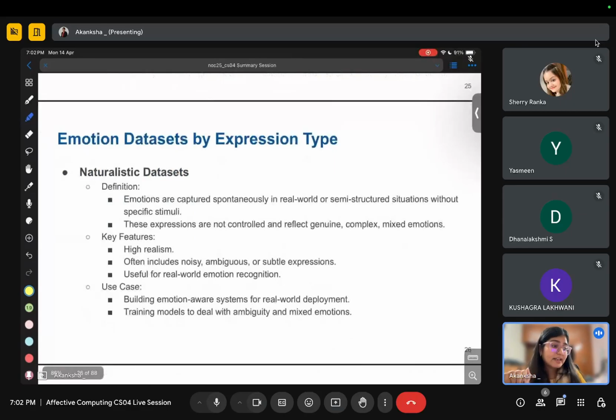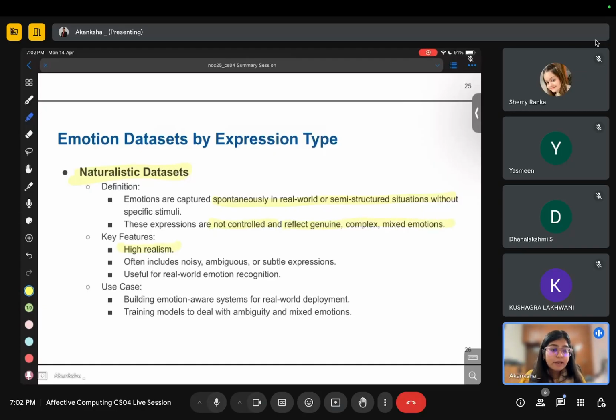Then comes the naturalistic data set, which is the most difficult to acquire. ठीक है. They're more spontaneous, in semi structured situations, maybe there's a room and a camera is there capturing, but you are free to do anything, like talking to your friends, having a very natural conversation. That means it is the most realistic. And even if people don't know, which we cannot do by the way because of privacy concerns, let's say you put a camera in a park and people are interacting, it is the most natural interaction you will be seeing. But again, it is not controlled, it reflects genuine, complex and mixed emotions.